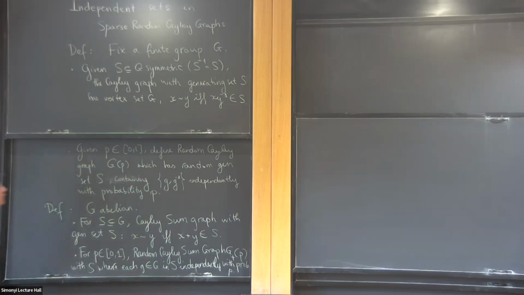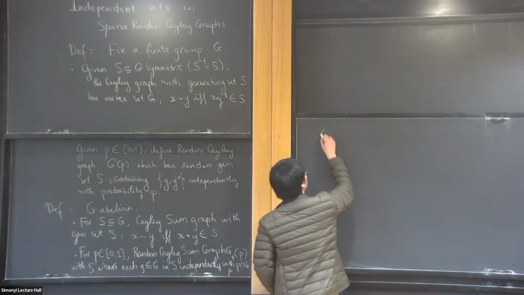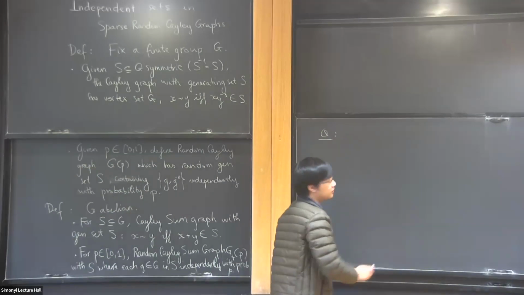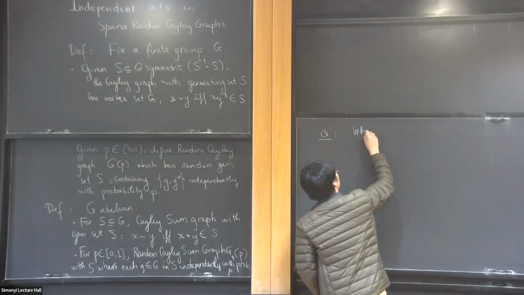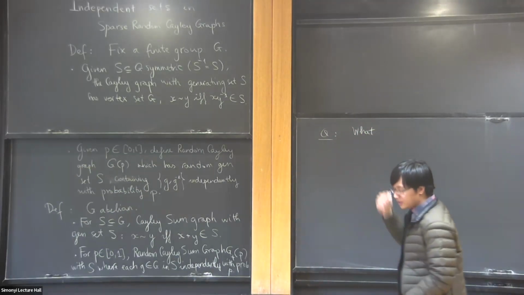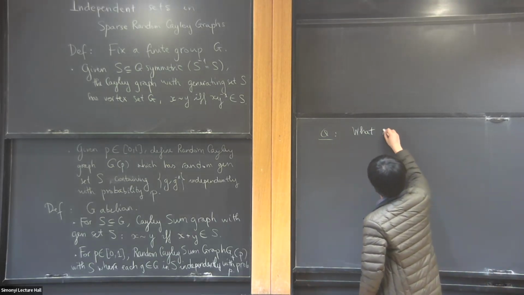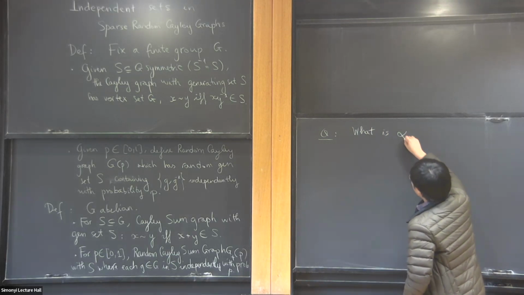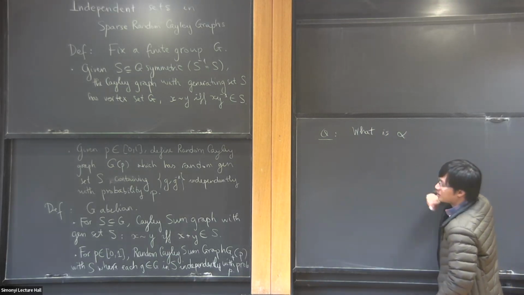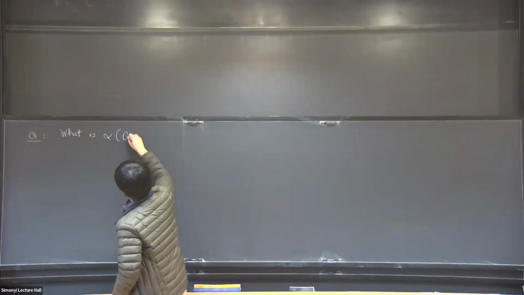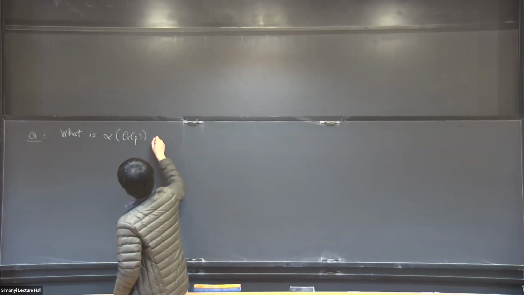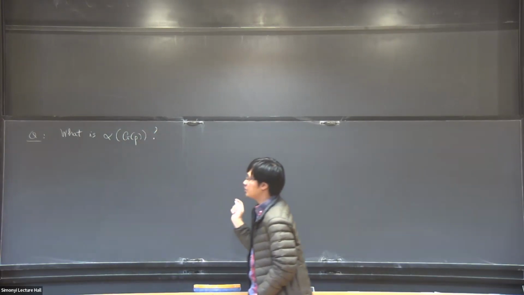Okay, so the main question that we will try to investigate in this talk is one of the parameters that you can look at for a random Cayley graph. Of course, there are lots of parameters that you can look at, but this is our focus. What is the independence number? So the size of the maximum independent set in this random Cayley graph G_p, or in the random Cayley sum graph G_p^+.